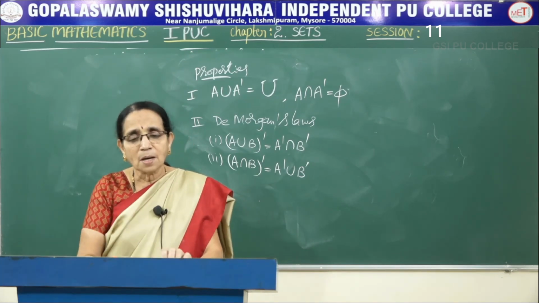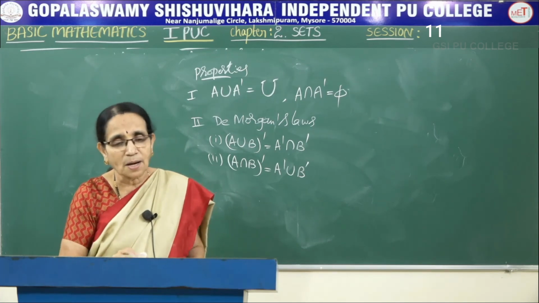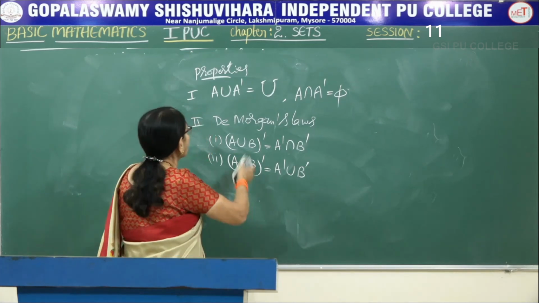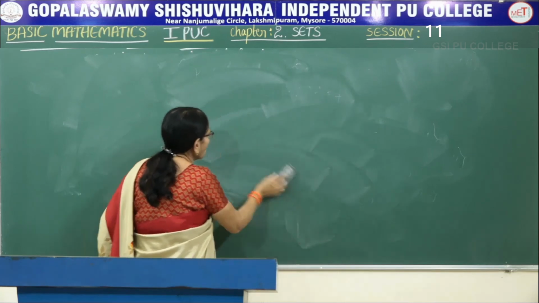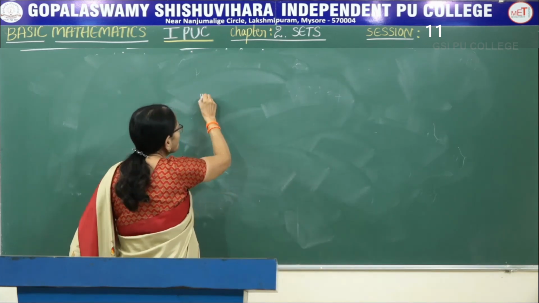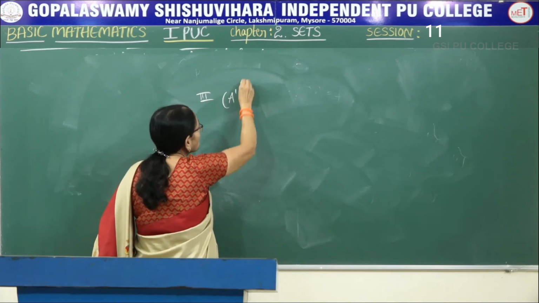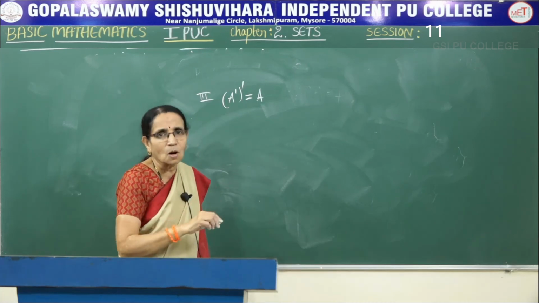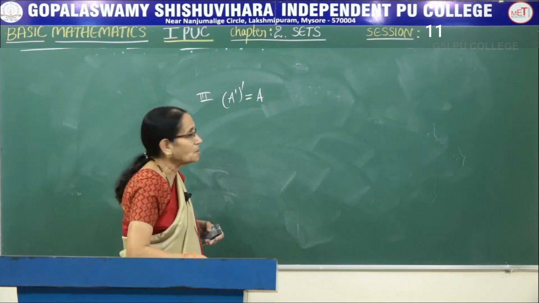Now there are three more results. The third law is called the law of double complementation. What do you mean by that? The law of double complementation means A dash dash would be equal to A. That is, when you take the complement and then again take the complement, it becomes the original set.